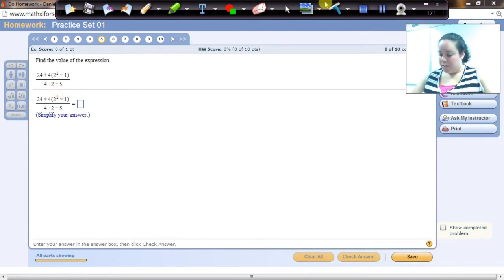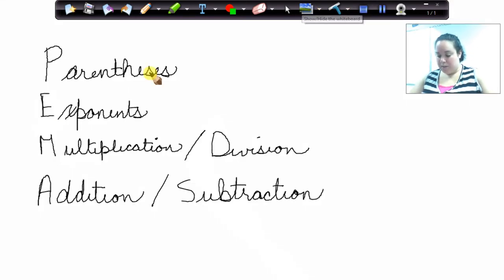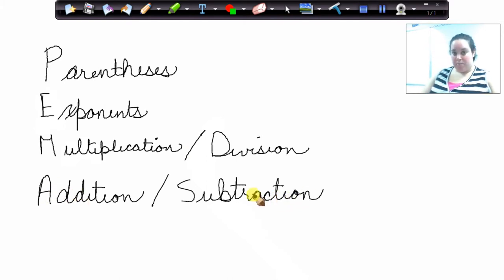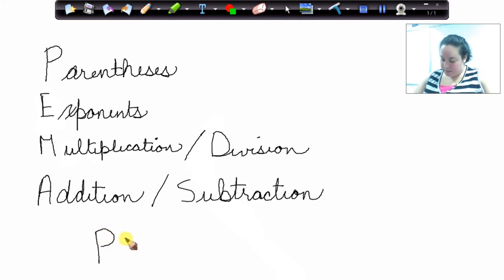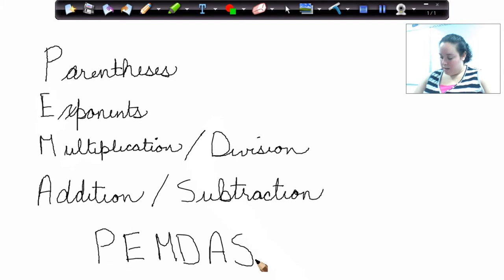So the order of operations, the convention, is that we're going to work inside the parentheses first, then we're going to work on the exponents, then we'll do multiplication and division in order from left to right, and then lastly we'll do addition and subtraction in order from left to right. So the order of operations are parentheses, then exponents, then multiplication and division, then addition and subtraction. And this acronym, PEMDAS, is what we use to remember the order.